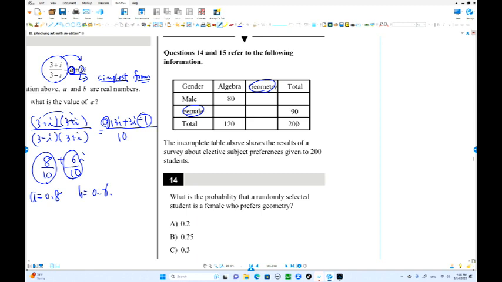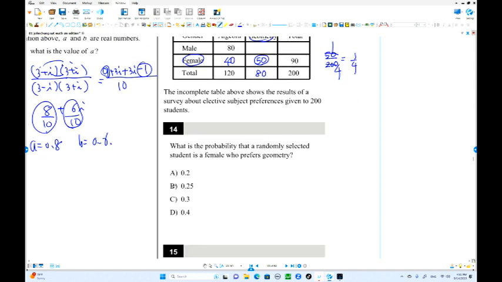So this one is 200 over here, this is maybe 40, this is 120 plus 80, 200. This is 90 over here, that is 50. What is the relative frequency? 50 over 200, right? That is 1 over 4. What is 1 over 4? 0.25.